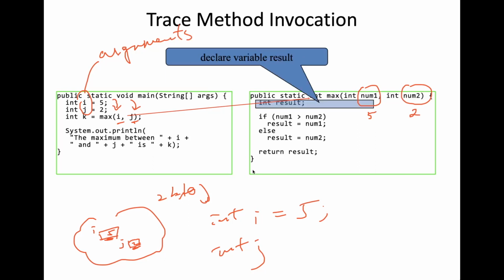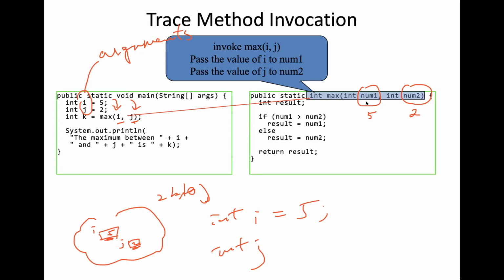Let's see what happens next. Remember, both num1 and num2 are what we call parameters. They are parameters inside this method, but the values that we pass in to invoke these functions are what we call arguments. That's the difference between the two. We talked about this before.